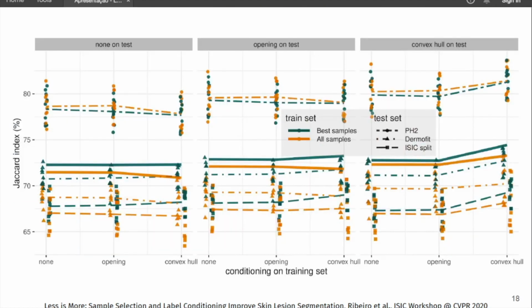In this figure, we have an interaction plot highlighting the effect of sample selection. In the columns, we have the conditioning during test: none, opening, and convex hull. And for each column, we have the conditioning during training. The orange lines correspond to the runs with all the samples as training datasets, and the green lines correspond to the best samples as training datasets.